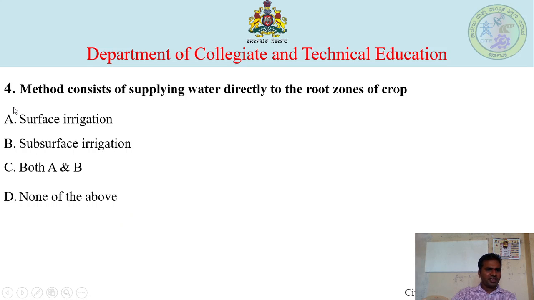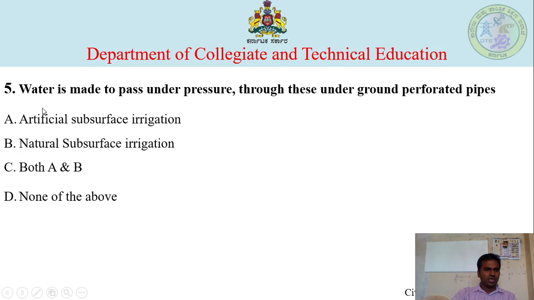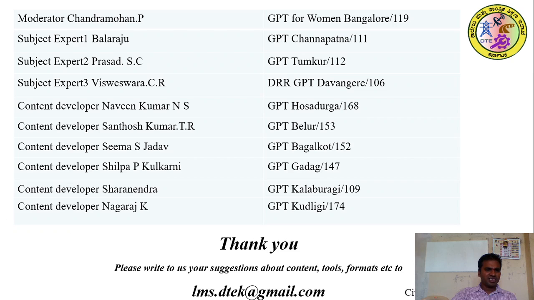Question number 4, which method consists of supplying water directly to the root zone of crops? Option A, surface irrigation. Option B, subsurface irrigation. C, both A and B. D, none of the above. Answer is B, subsurface irrigation. Question number 5, water is made to pass under pressure through these underground perforated pipes. Option A, artificial subsurface irrigation. Option B, natural subsurface irrigation. Option C, both A and B. Option D, none of the above. Answer is option A, artificial subsurface irrigation.